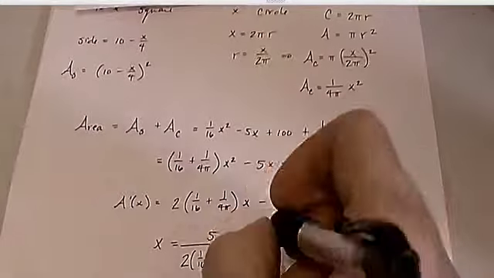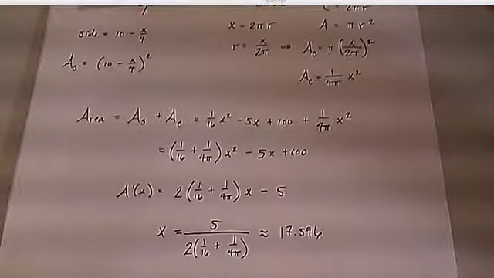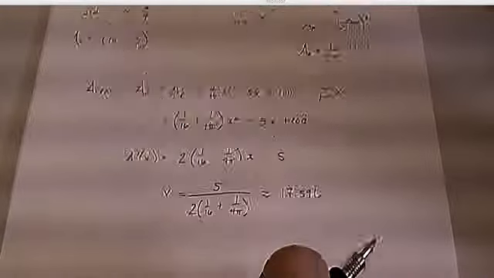17.596. So that's 17.596. Now, you have two choices, okay? You can evaluate whether this is the maximum or the minimum using a first derivative sign chart. I mean, obviously you can reason it out, but you can also do it by the second derivative test. We've already talked about the second derivative test, right?